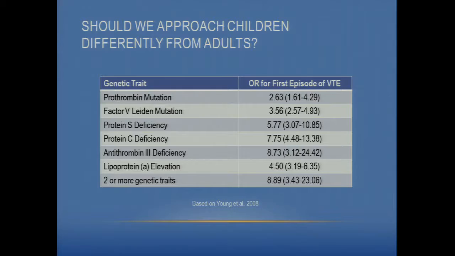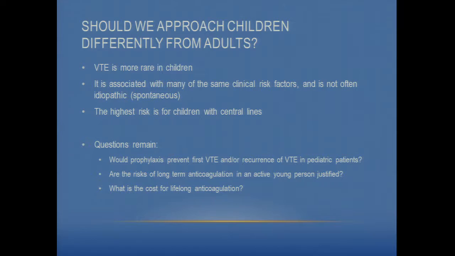So the take-home points for looking at children versus adults: VTE is much, much more rare in children than adults. But it is associated with many of the same clinical risk factors, such as central lines and lots of other medical conditions, and it's not often idiopathic. And the highest risk for children is with those with central lines. So the questions remain, does prophylaxis prevent VTE and/or its recurrence in pediatric patients? There's no data, there's no trials.